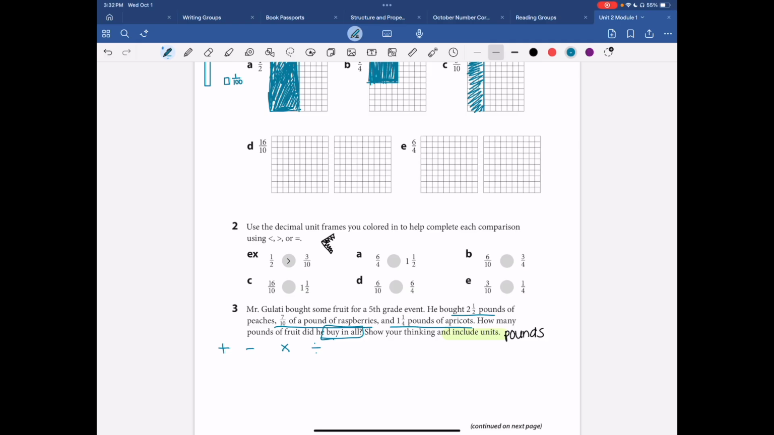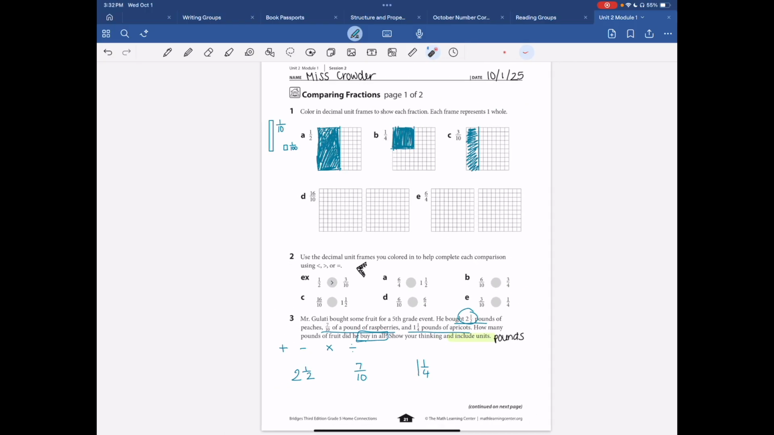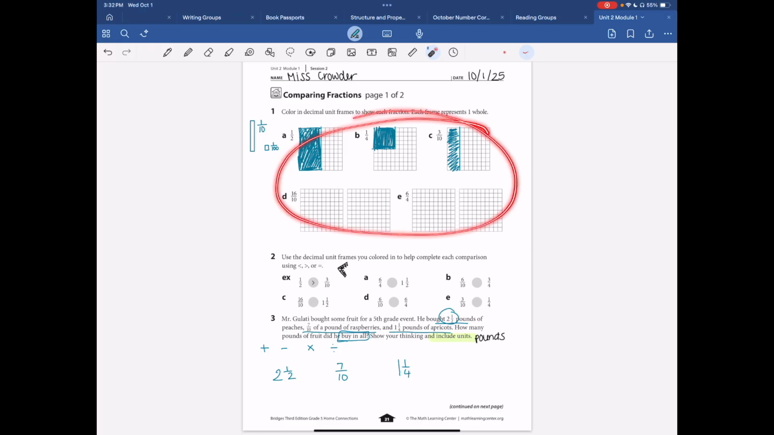In class, we talked about not leaving problems blank. So I'm seeing some numbers here. I'm seeing 2 1/2, I'm seeing 7/10, and I'm seeing 1 1/4. Pull out those numbers, think about which operation would work best, and then try to solve it. Okay, again, you might want to look back at this to help you. Go ahead and work on that problem.